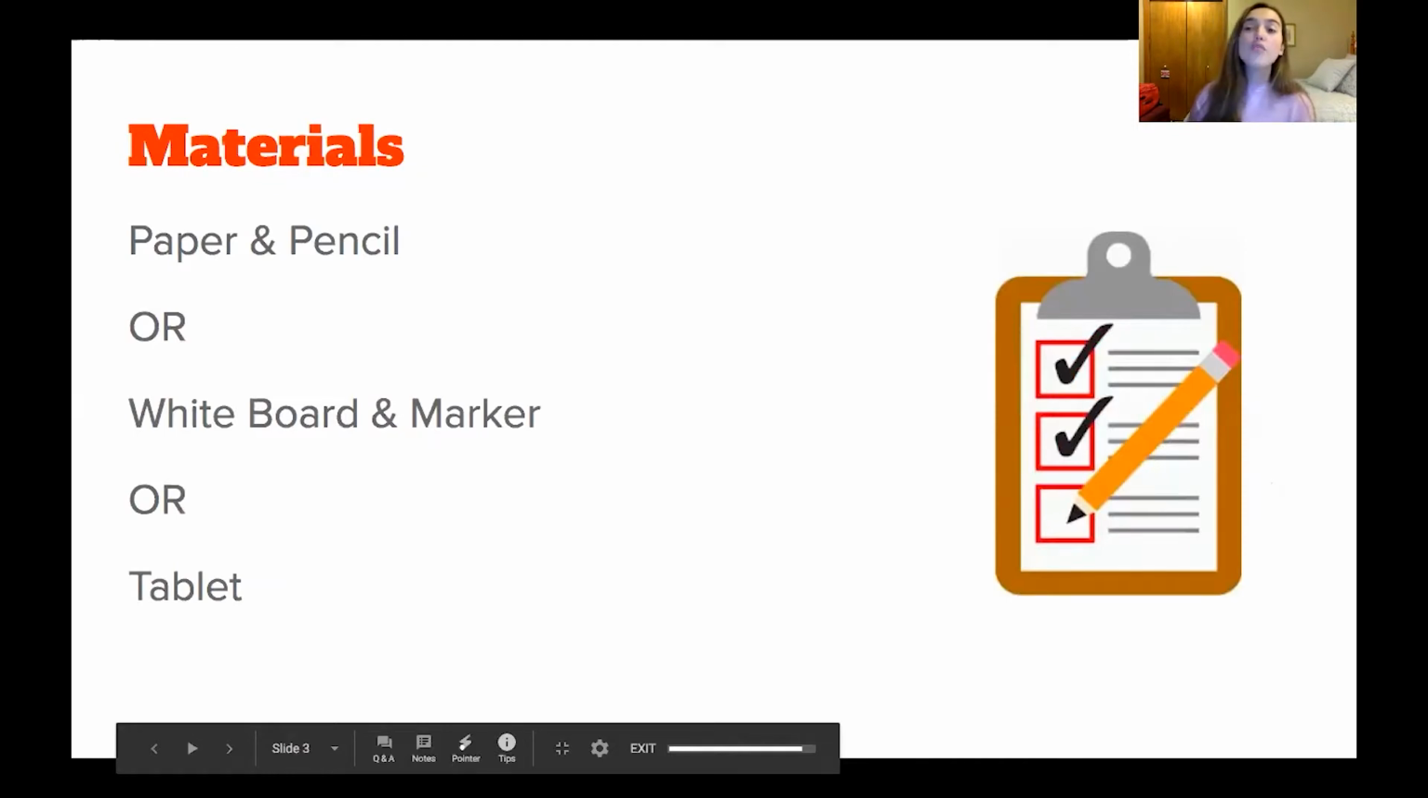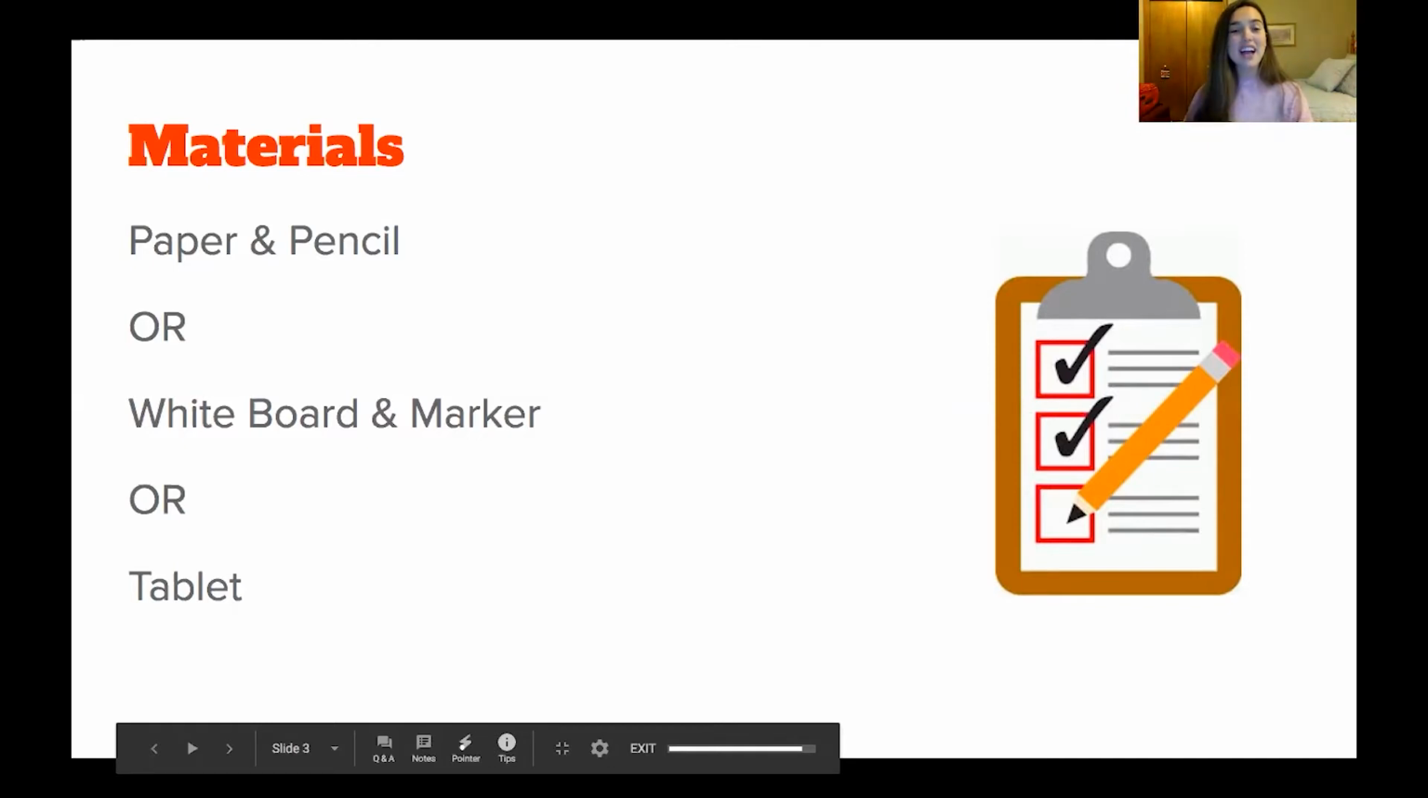All right, so for the materials for this lesson, you guys have 3 different choices. If you just want to use a paper and pencil or whatever sort of writing utensil you have, that is fine with me. You can have a pencil, a colored pencil, pen, whatever you guys are most comfortable with. If you guys would like, you can also use a whiteboard and a marker. That is what I will be using today.